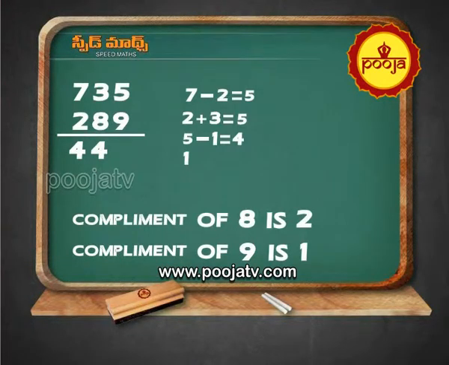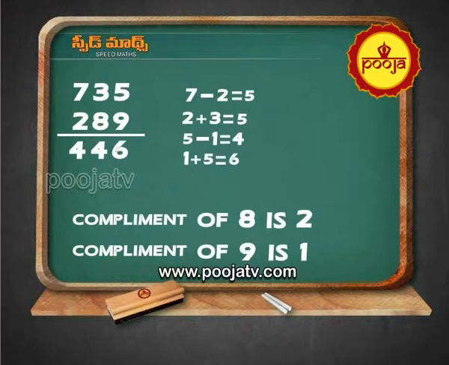If the right side is a match, write the figure. If it is a mismatch, reduce 1. Here the complement of 8 is 2, 2 plus 3 is 5, but this is a mismatch. 5 minus 9 is a mismatch. So 5 minus 1, 4. Over. Again it is a mismatch.